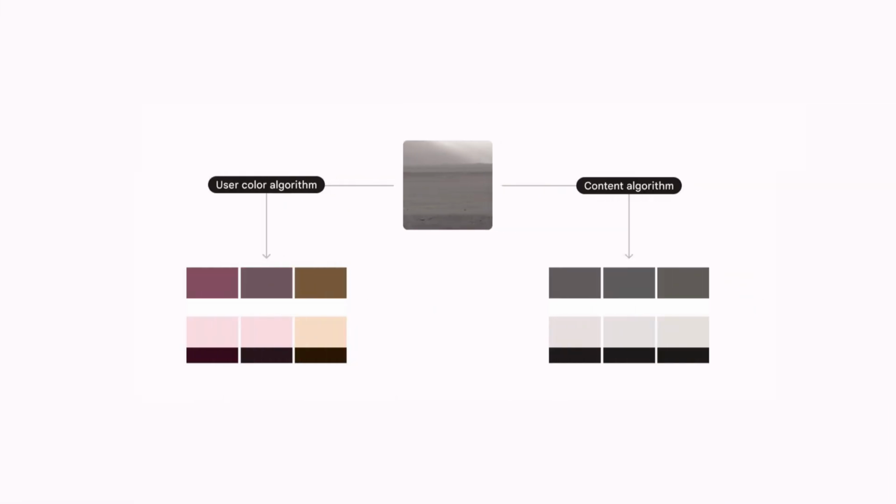Content-based schemes and user color schemes share common foundations, but are not identical. Compared to user color schemes, the content scheme has been tailored to better match content, such as by allowing a greater range of neutral colors. When using Material Theme Builder to create color schemes from images, make sure to generate the correct type of scheme.